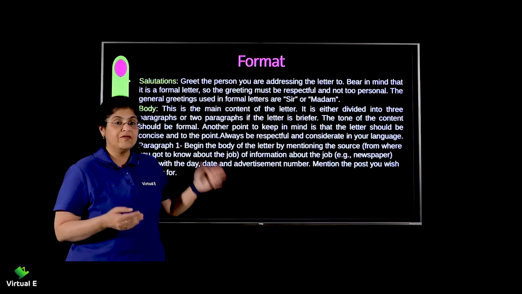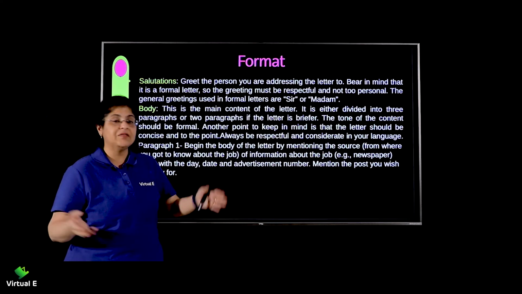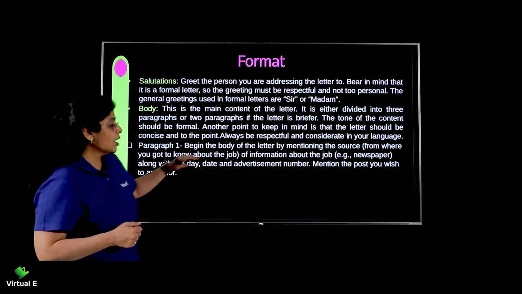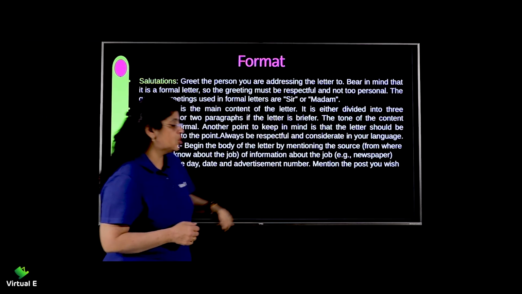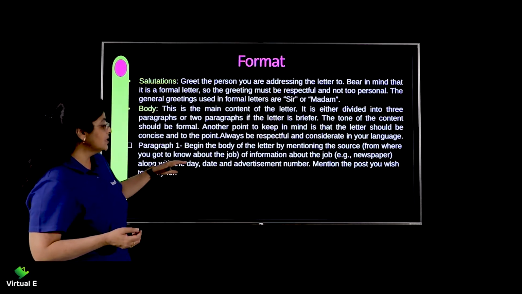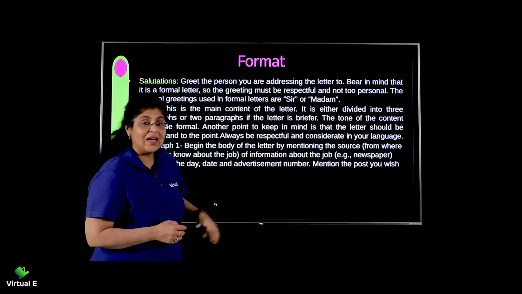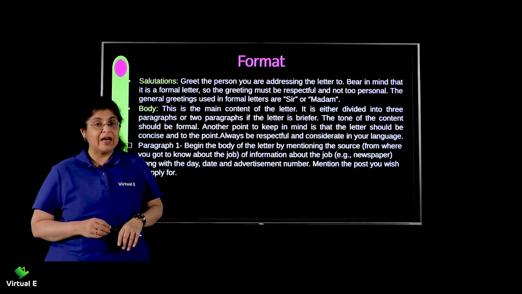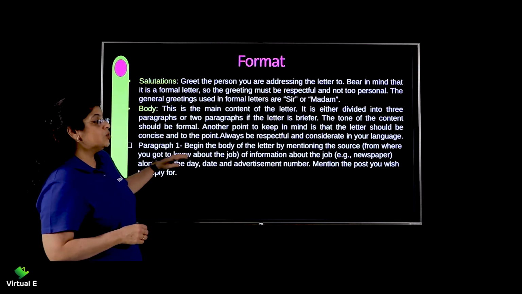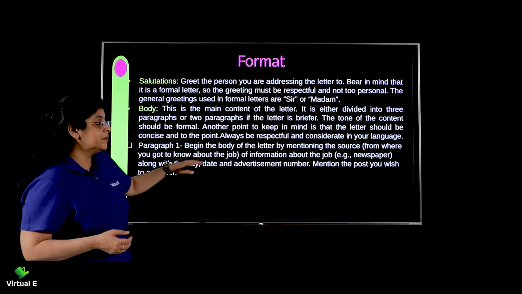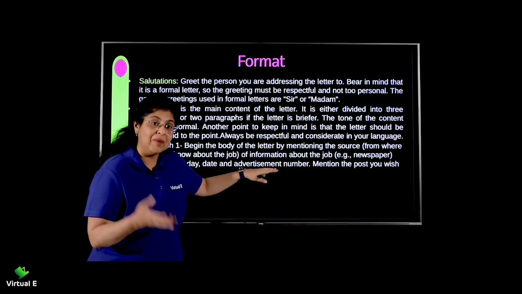You got to know through a friend, through an advertisement, through a post, through a forward. From where? Of information about the job, that is maybe newspaper. Along with that, the day, the date and the advertisement number. Mention the post you wish to apply for. So yes, you have to mention first from where did you get to know about the job. Then of the information about the job.